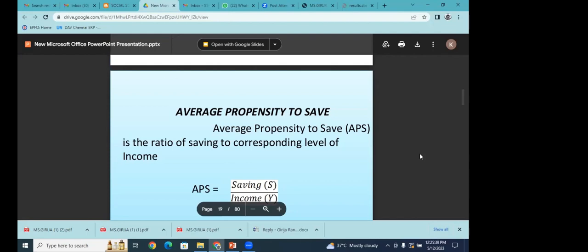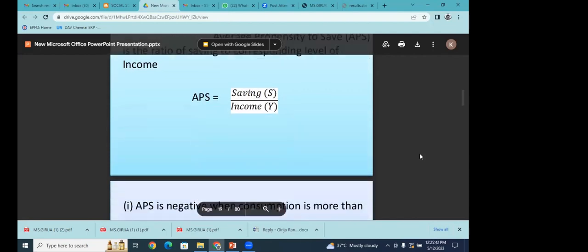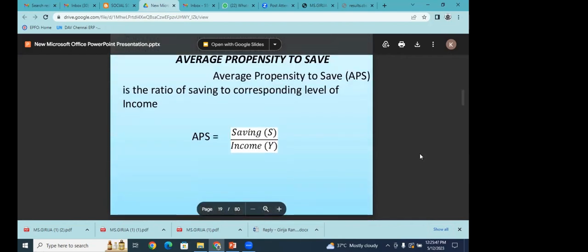So this is average propensity to save, the ratio between saving and the corresponding level of income. We can ask questions after that. What questions can be asked about APS? These are all 1 mark questions in the board exam. First you can ask, can APS be negative? Yes. When will it be negative? When consumption is more than income.